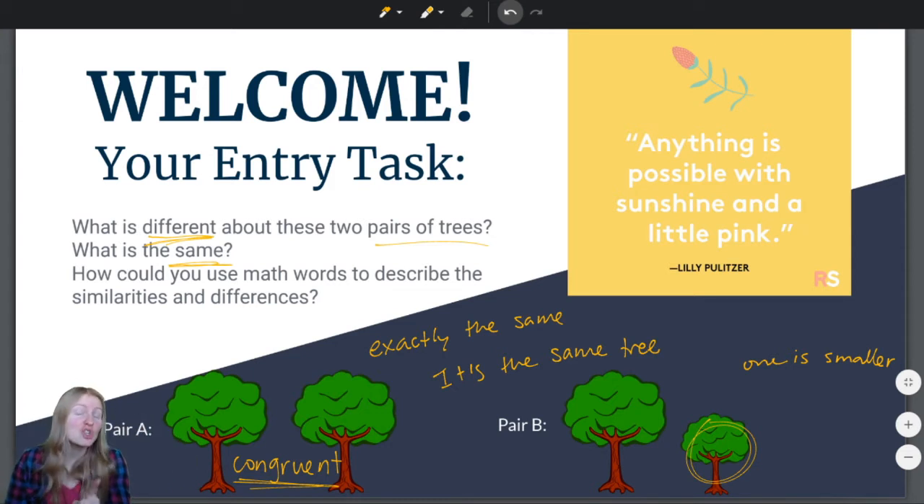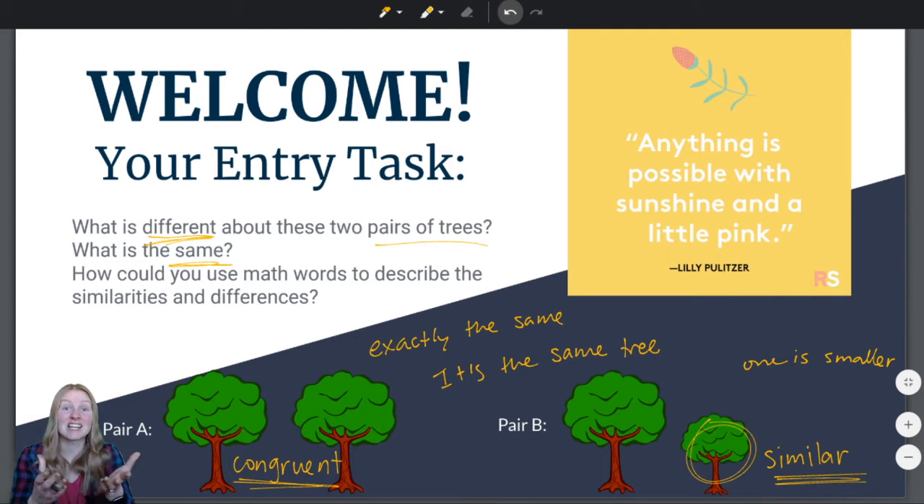So there's a new math word that we're going to learn about in Chapter 8. This is the beginning of Chapter 8. It is called similar. The shapes are similar, but they're not exactly the same. So, congruent: same shape, same size. Similar: same shape, different size. Kind of like a dilation, like we learned about in Chapter 4. Well, not exactly like a dilation that we learned about in Chapter 4.